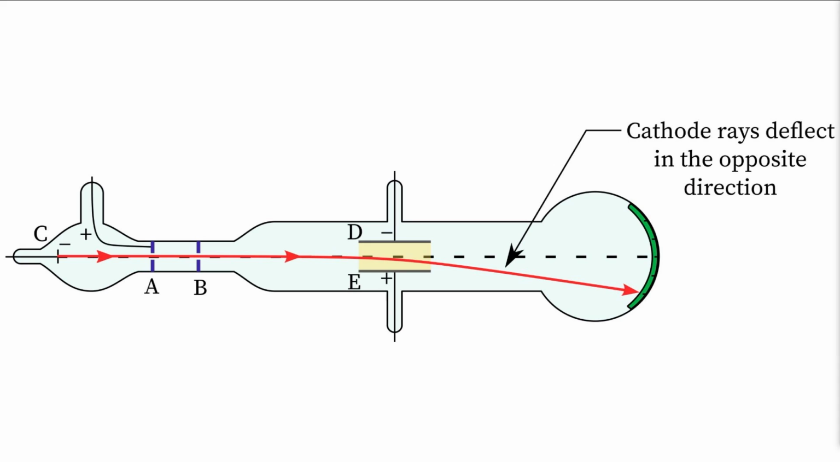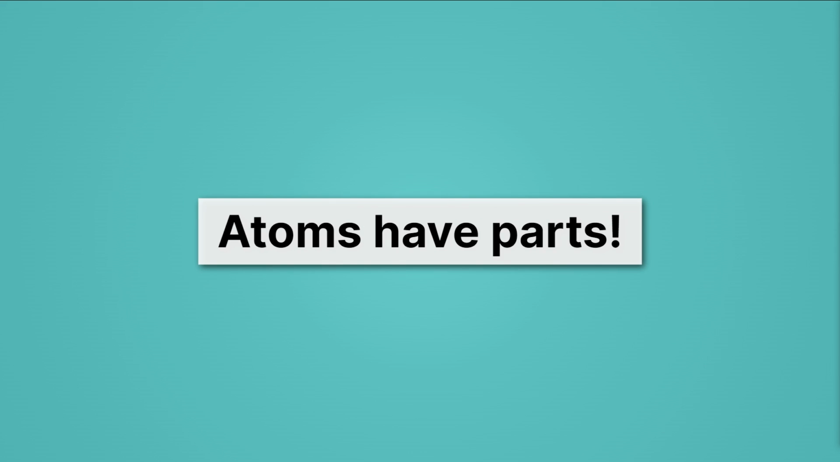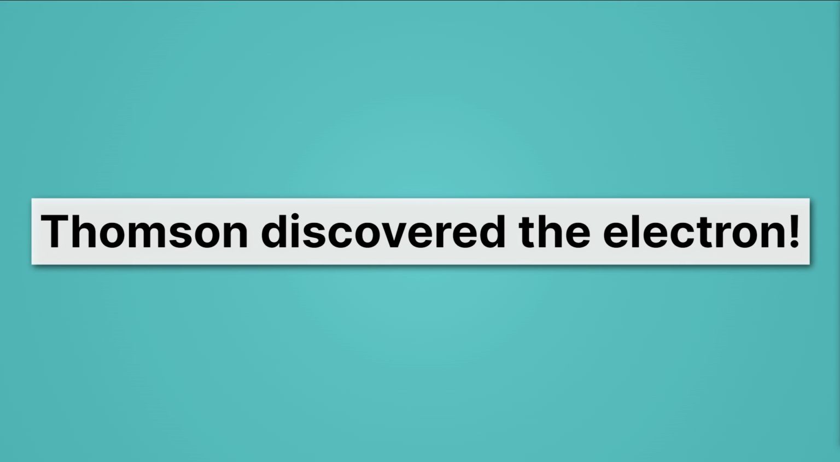The second thing he observed was how much the rays bent in this contraption. That allowed him to estimate the mass of the particles. And when he calculated it, he was shocked. The particles were 1,000 times smaller than the smallest atom. And so, if something smaller than atoms exists, that means that atoms aren't the smallest thing in the world. That means that atoms have parts. Thomson had discovered the electron.